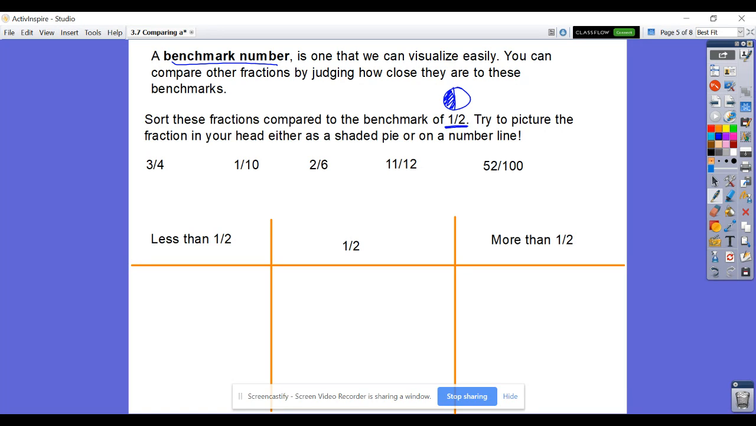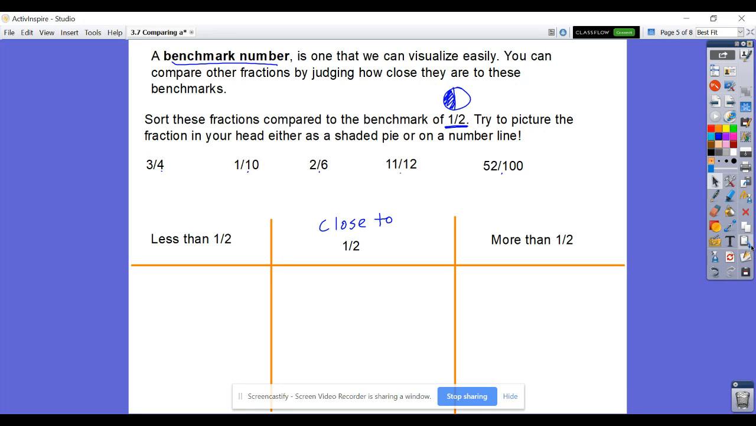So let's have you pause the video and go ahead and sort these fractions: 3/4, 1/10, 2/6, 11/12, and 52/100. Sort if they're less than a half, more than a half, and I'm going to change this one to close to 1/2. So if you think they're way less, way more, or close to. So go ahead and sort those and play the video back when you're ready to see the answers.